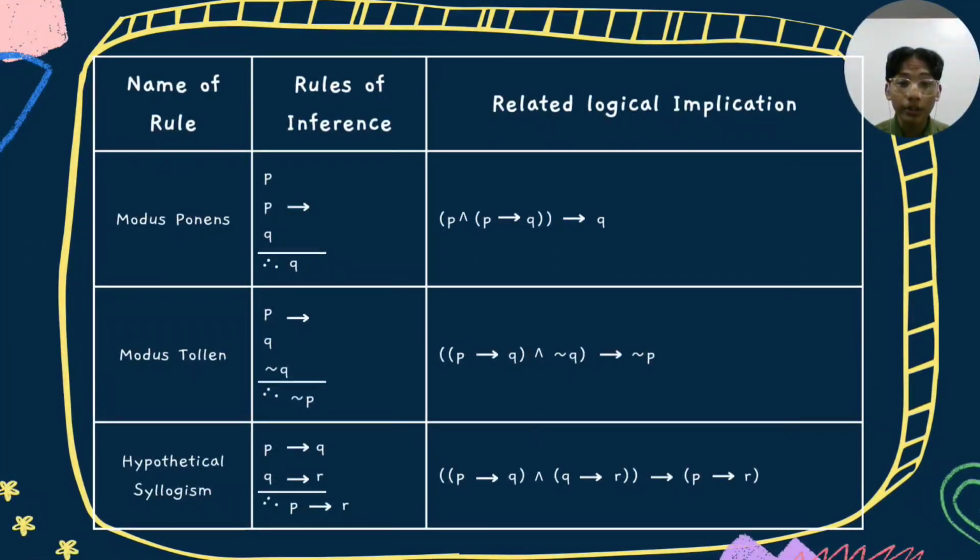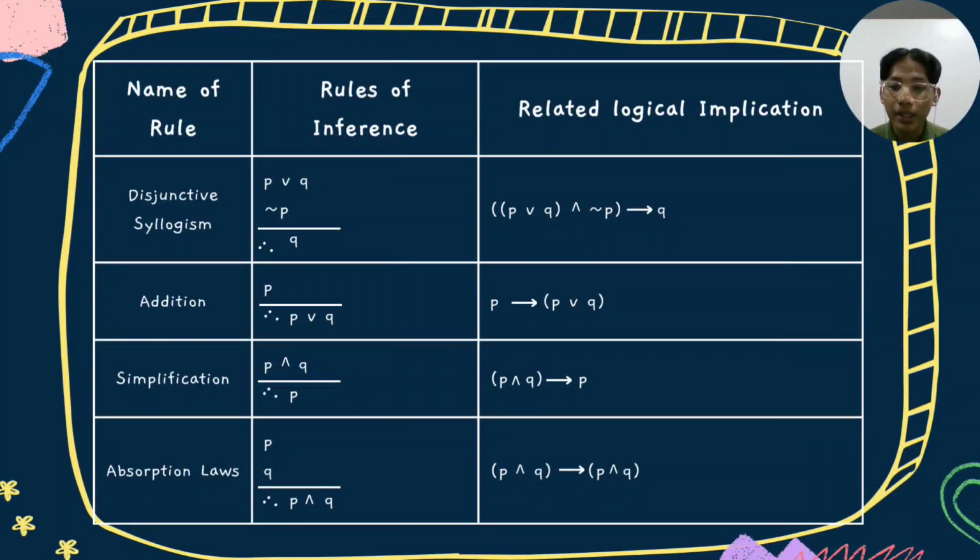Okay, right now is the list of rules of inference. Number one is modus ponens. The rule of inference is P, P implies Q, so the conclusion is Q. Number two, modus tollens. P implies Q, not Q, then the conclusion is not P. Number three, hypothetical syllogism. P implies Q, Q implies R, so the conclusion is P implies R.